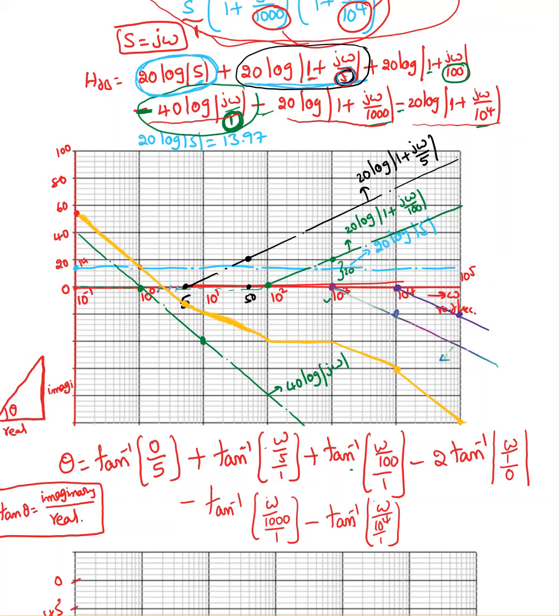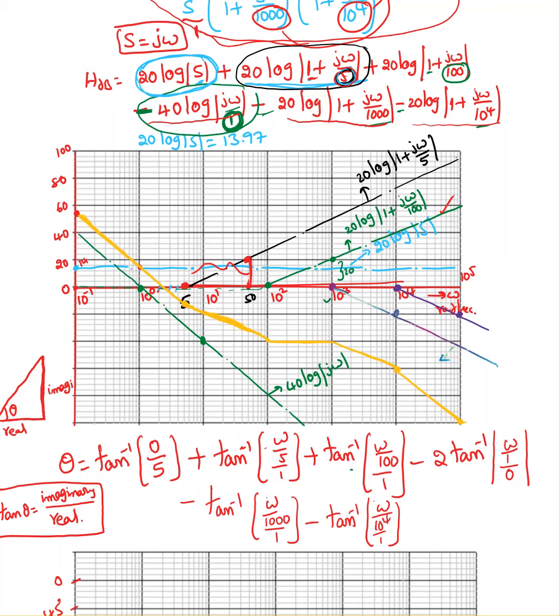So how did I get that 20 decibels per decade? So start at 5, okay, and 50. This distance is called a decade. This distance is a decade. 20 decibels is right there. This distance is 20 decibels. So that's how I got the second point. So I took a ruler and drew a straight line that will indicate 20 log |1 plus j omega over 5|. Same way 20 log |1 plus j omega over 100|, the green line.